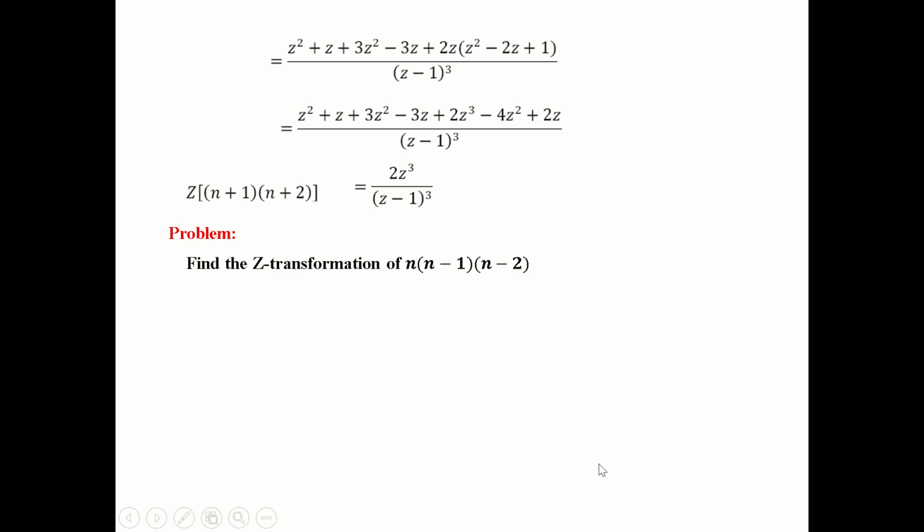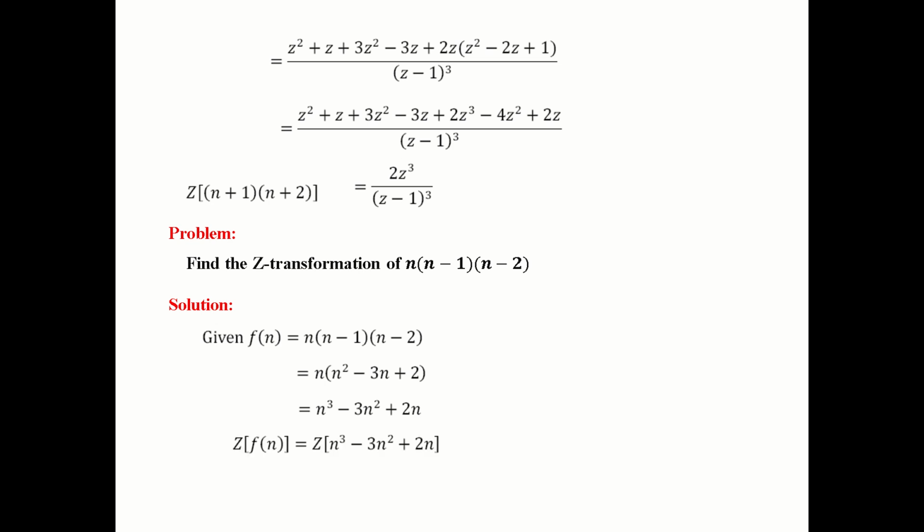Next problem, z transformation of n into n minus 1 into n minus 2. Take f of n, which is equal to n into n minus 1 into n minus 2. So multiplying n into n square minus 3n plus 2, right? Again multiplying, we get n cube minus 3n square plus 2n. So z of f of n is equal to z of n cube minus 3n square plus 2n.